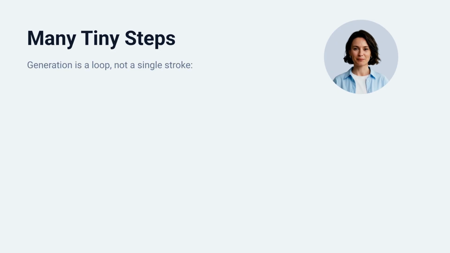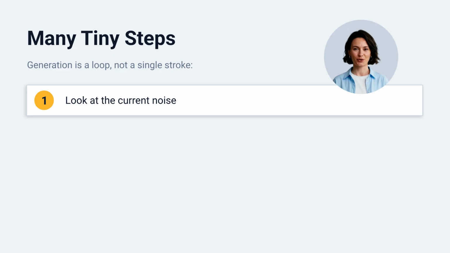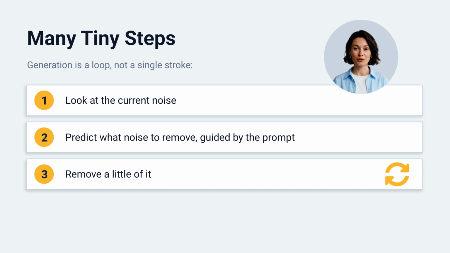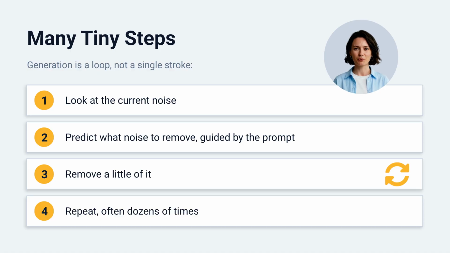So generation isn't one big move. It involves many tiny steps. Generation is a loop, not a single stroke, a loop that is repeated many times. Step number 1 in the loop is to look at the current noise. Step number 2, predict what noise to remove, guided by your prompt. Step number 3, remove a little of it. In step number 4, we repeat this, often for dozens of steps. Each pass clears the picture a bit more. That's why image generation takes a few seconds rather than being instant. You're watching a quiet, rapid loop run to completion.